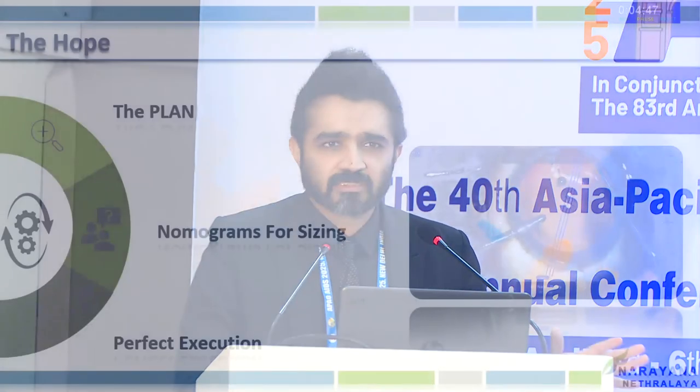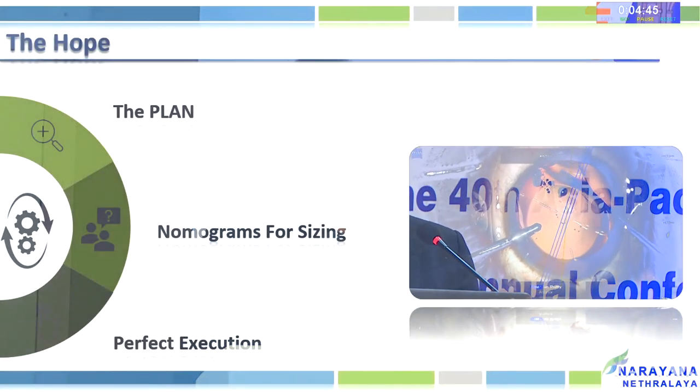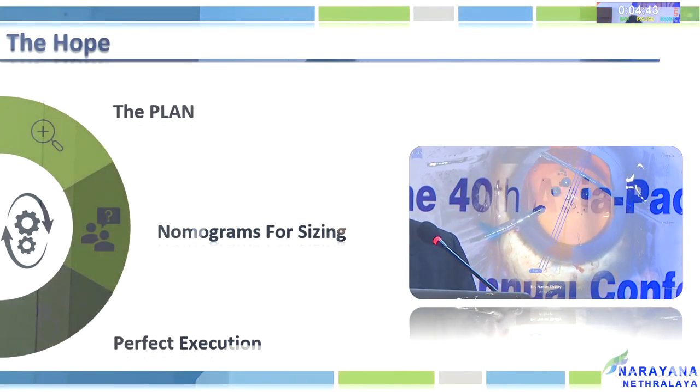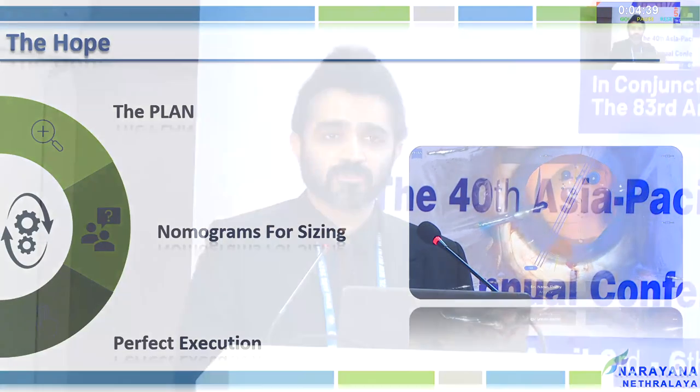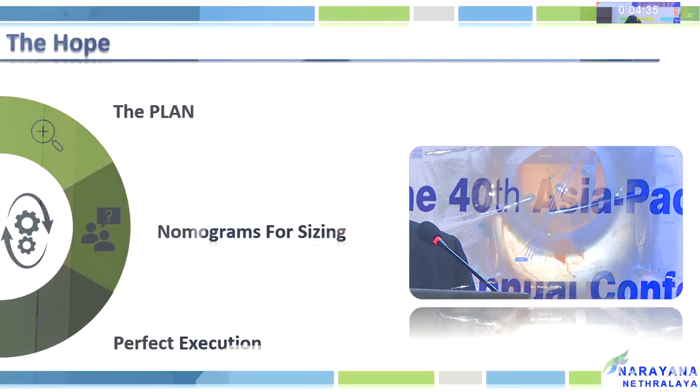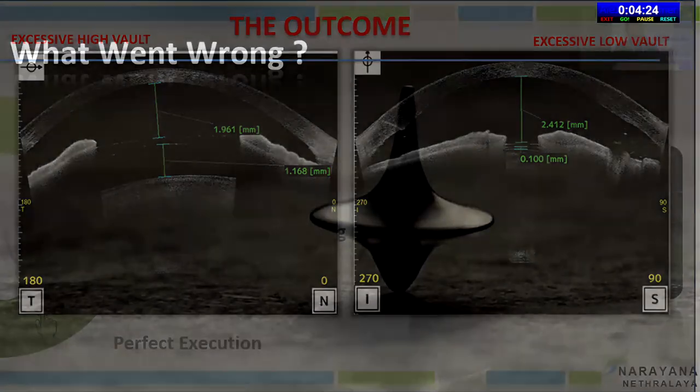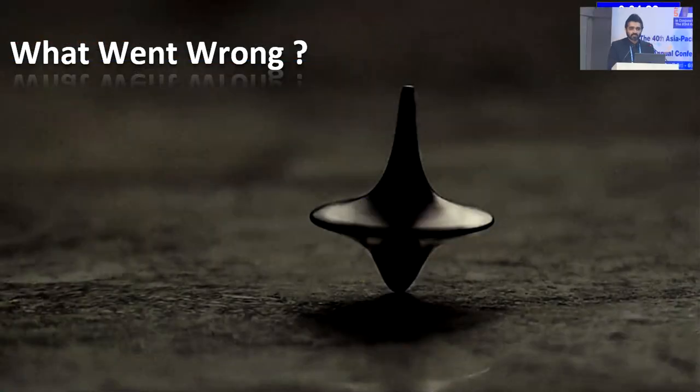So I'm sure each one of us has had days where we have done a perfect surgery. We have calculated the perfect size of ICL or IPCL, and then we have done the perfect surgery, and the next day you see the patient is very happy. You're seeing the vision also is perfect, IOP is normal. But when we see in the slit lamp or in the OCT, you see a high vault or a low vault. Sometimes these situations happen.